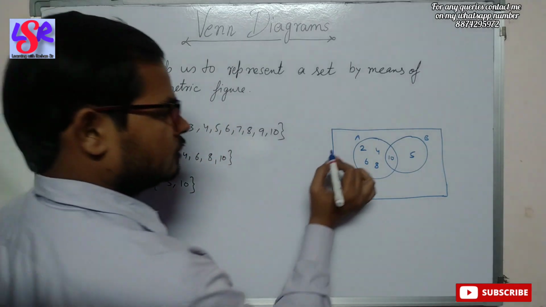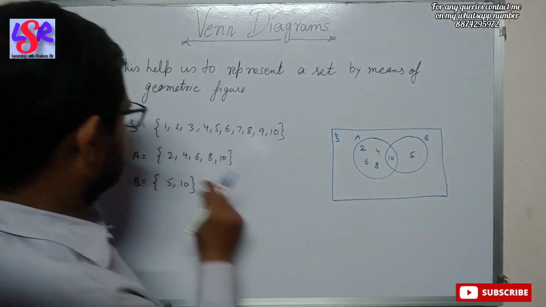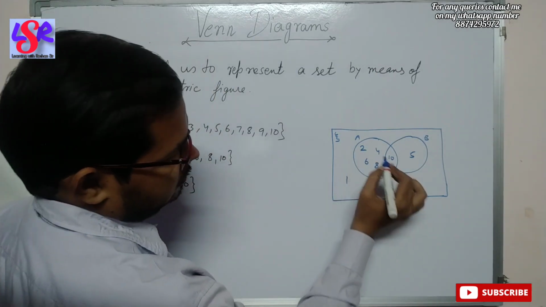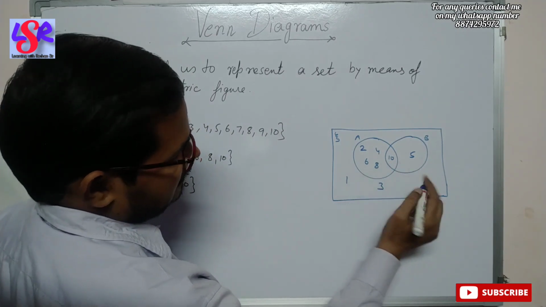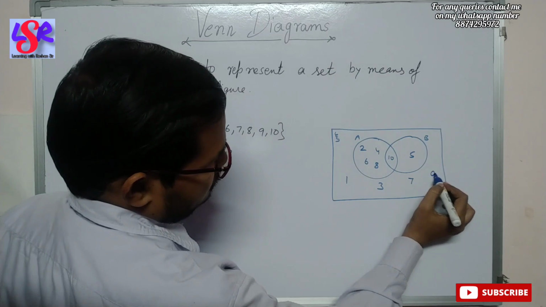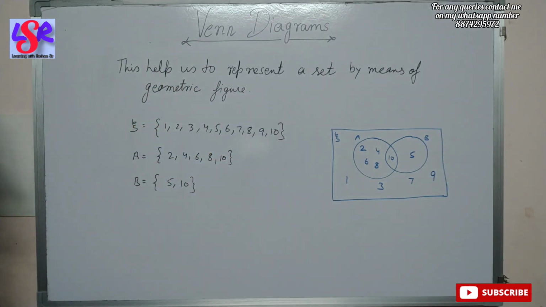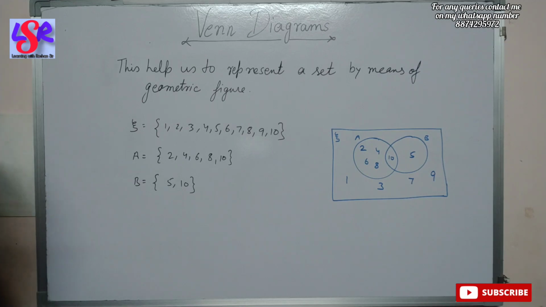Then we are going to write the remaining ones in the universal set. That is 1, 2 is there, we can write 3, 4 is there, 5 is there, 6 is there, 7 we have to write, so 7, 8 and 9. So this is the way of representing the universal set, set A and set B in a Venn diagram.